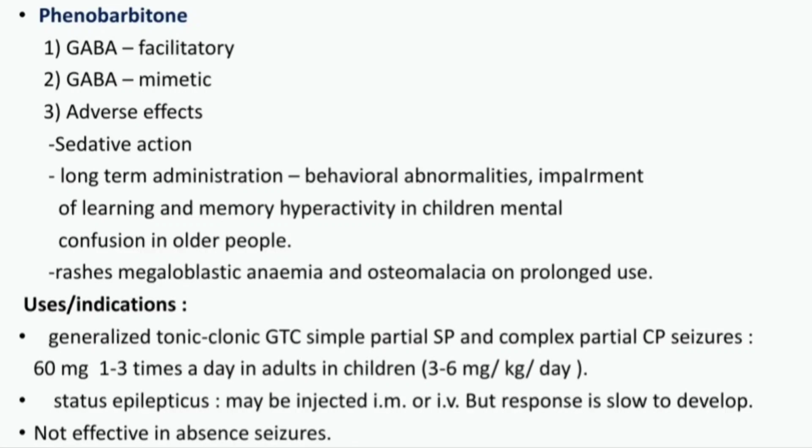The uses and indications of phenobarbital are as follows. First is generalized tonic-clonic GTC, simple partial SP and complex partial CP seizures. Take 60 mg 1 to 3 times a day in adults and in children 3 to 6 mg per kg per day. Status epilepticus may be injected intramuscular or intravenous, but response is slow to develop. Not effective in absence seizures.